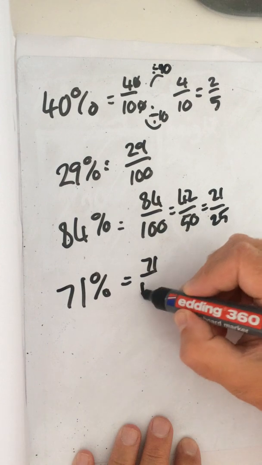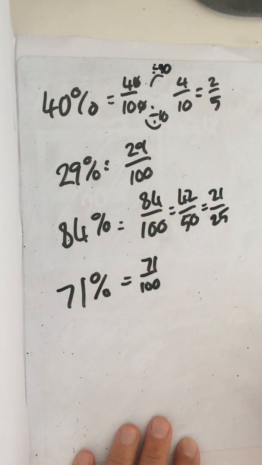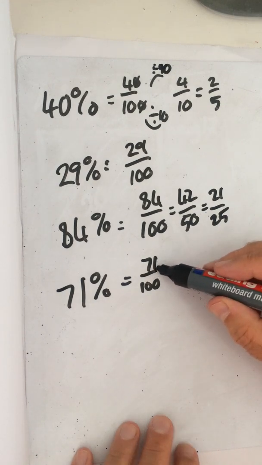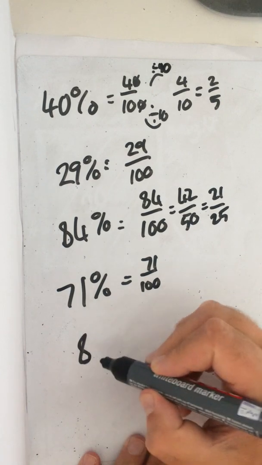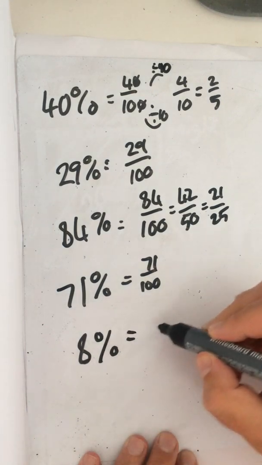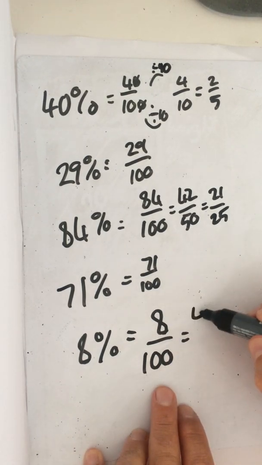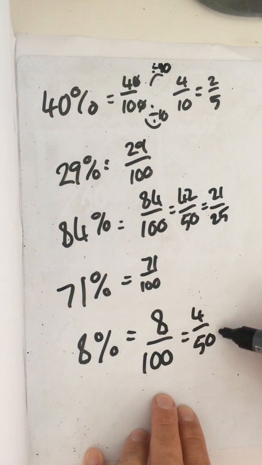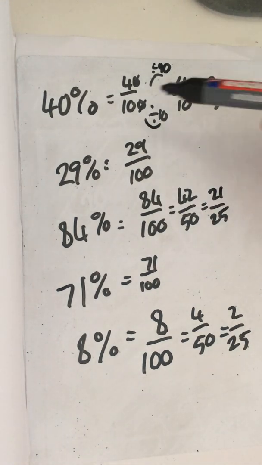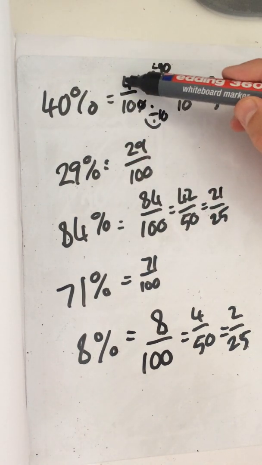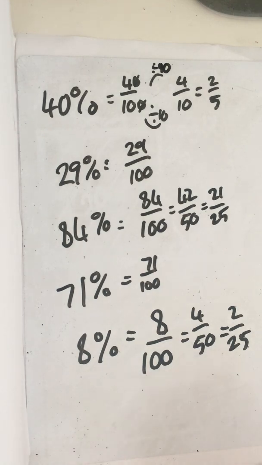71%. 71 over 100. Can't simplify that any further, because 71 is a prime number. Last one, 8%. Again, I'm just going to put 8 over 100. I know I'm going to be able to simplify this. Let's halve it, 4 over 50. I can go again, halve it, 2 over 25. So when you do these, for any percentage, you put it over 100 as your fraction, and then you simplify from there.